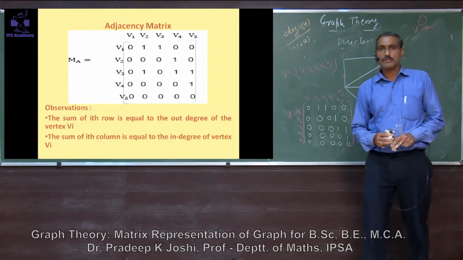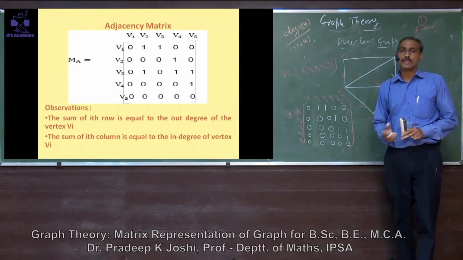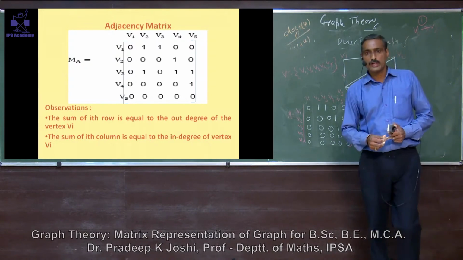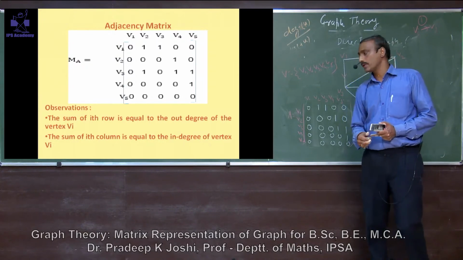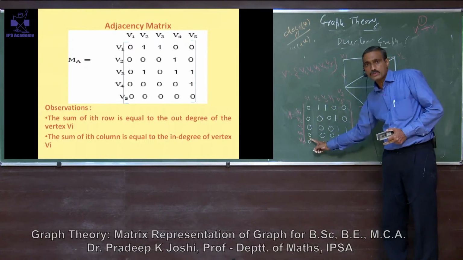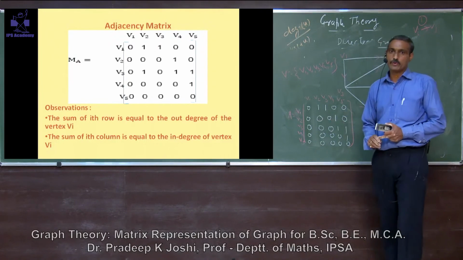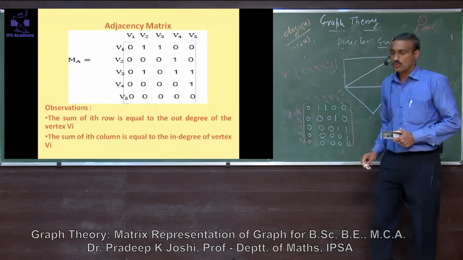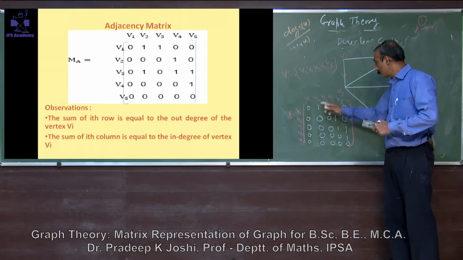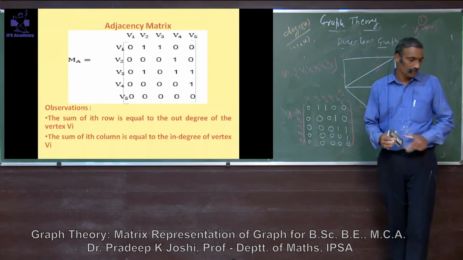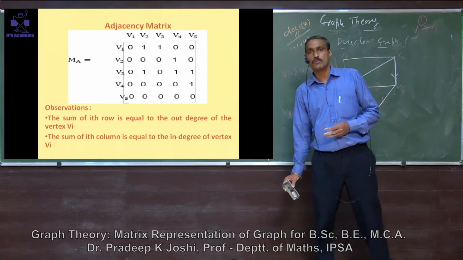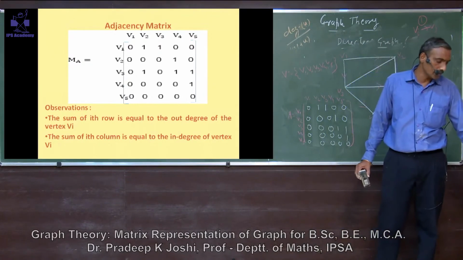Some observations: the sum of the ith row is equal to the out degree of the vertex Vi, and the sum of the ith column is equal to the in degree of the vertex Vi. So the row gives the out degree and the column gives the in degree. This is a very important concept. Easily we can verify in the previous example. We will discuss what the in degree and out degree are and how we find them.